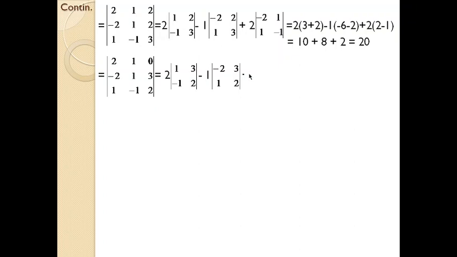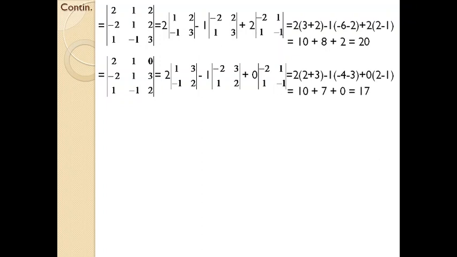Once you put minus, you have to put plus, plus the next item is 0, 0 into minus 2, 1, 1 and minus 1. By solving that, you will get 2 into 2 plus 3 minus 1 into minus 4 minus 3 plus 0 into 2 minus 1. So by solving that, you will get 17. So now you have the determinant values for the 4 determinants of the order 3.